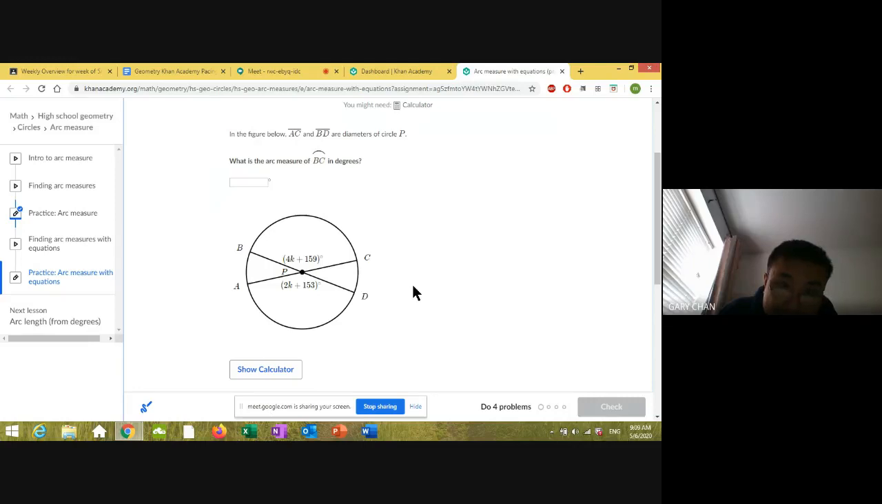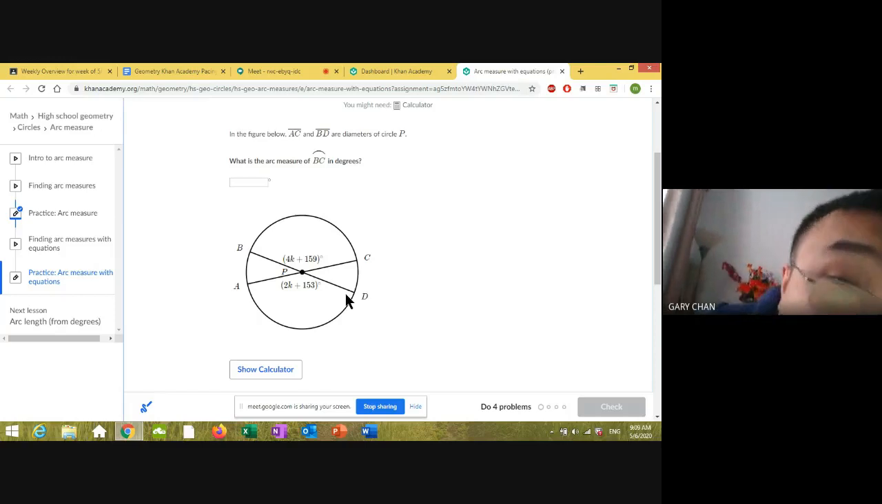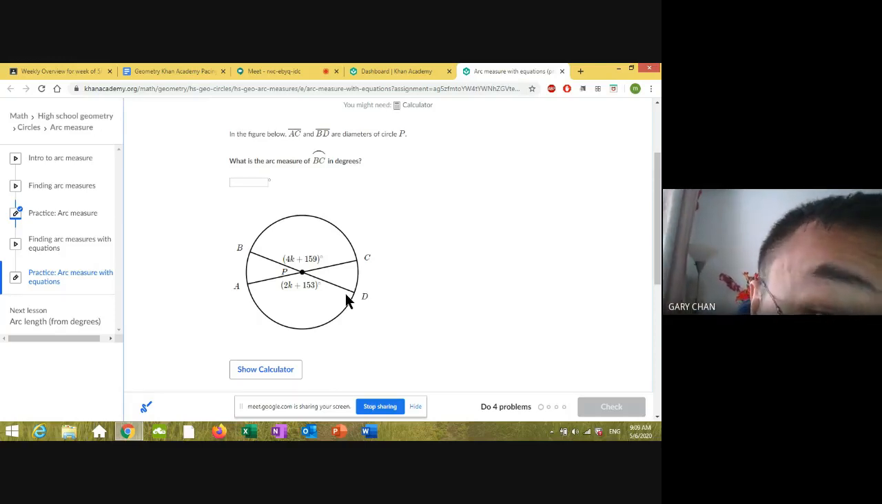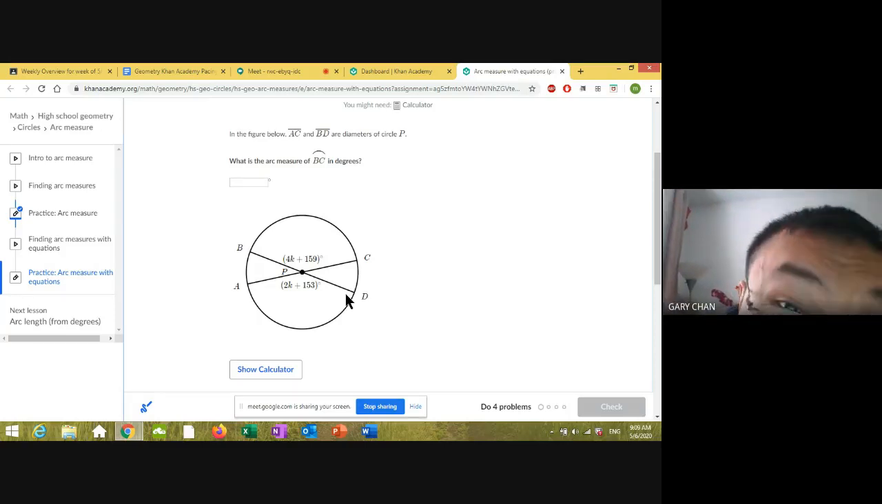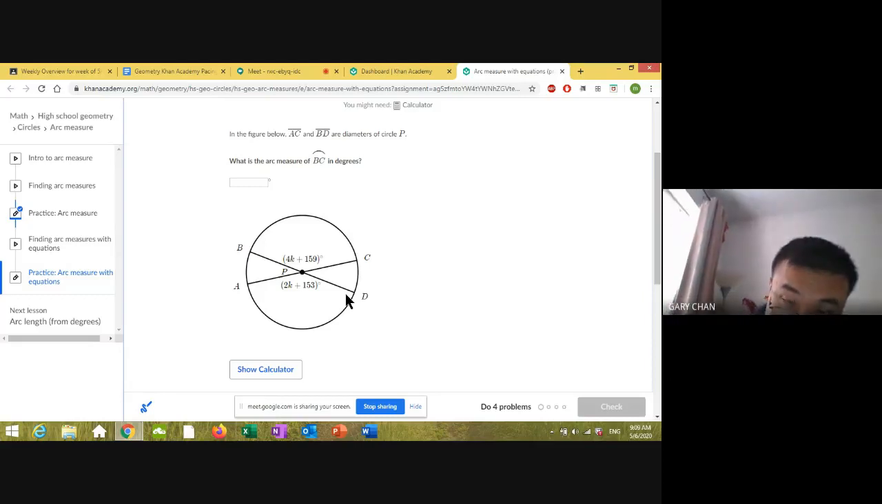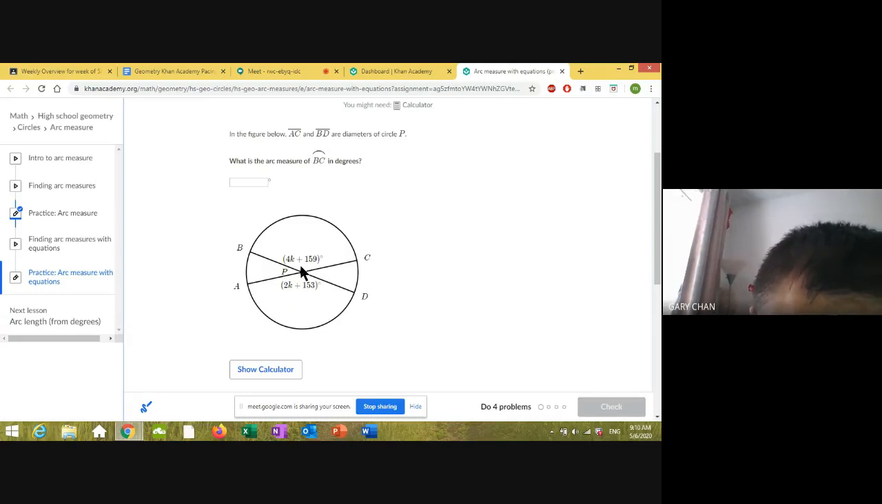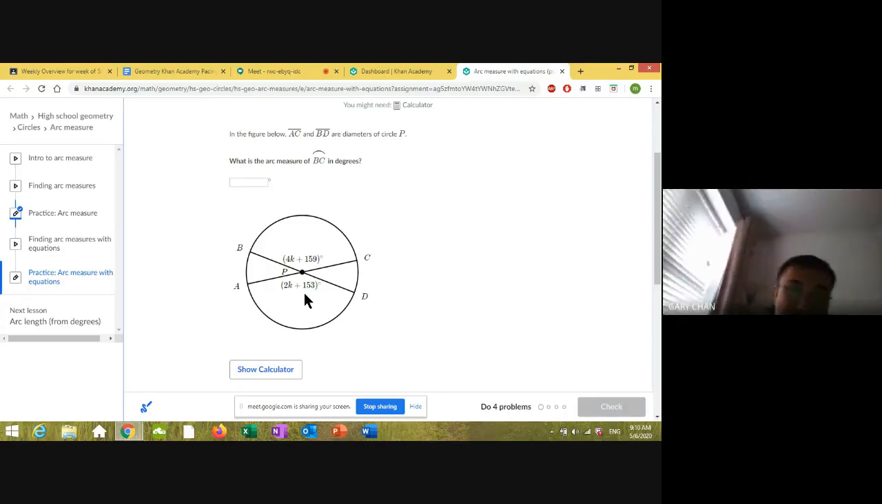Looking at this right now, the question here is asking us to find the arc measure of BC in degrees. You're told that the central angle BPC is given by 4k plus 159, and angle APD is described as 2k plus 143. What do we do with this situation here?